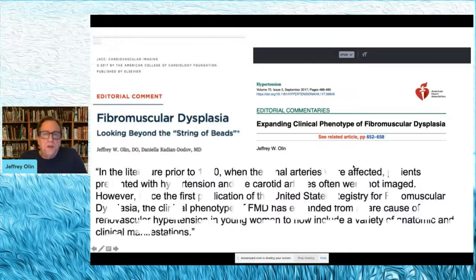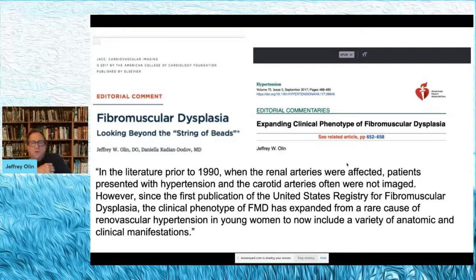In the literature, prior to 1990, when the renal arteries were affected, patients presented with hypertension and carotid arteries were never even imaged. However, since the first publication of the United States Registry for Fibromuscular Dysplasia, the clinical phenotype has expanded from a rare cause of renal vascular hypertension in young women to now include a variety of anatomic and clinical manifestations. And I remember our first trip to Paris, when we presented our data to the group at George Pompidou Hospital and showed them how common carotid artery involvement was. And then they started checking for carotid artery involvement, and it's spread across the world in that way.